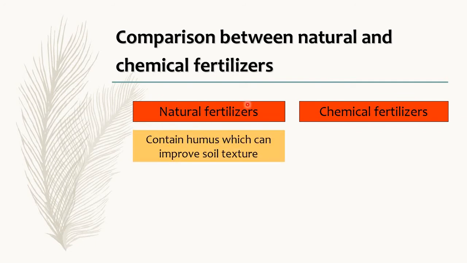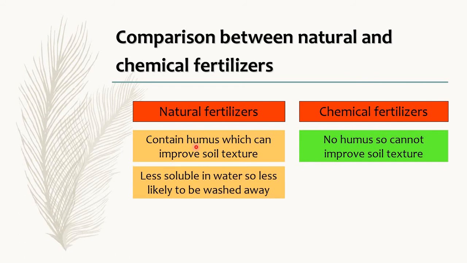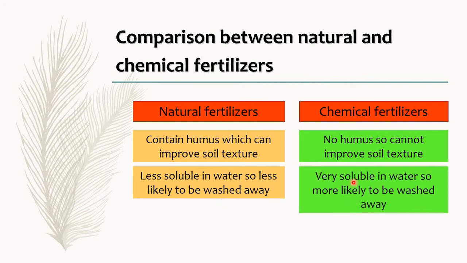Natural fertilizer basically contains humus, which can improve the soil's texture. Chemical fertilizer has no humus, so it cannot improve the soil texture. Humus means the organic substance. Natural fertilizer is normally less soluble in water, so less likely to be washed away. How about chemical fertilizer? It is very soluble in water, so more likely to be washed away.